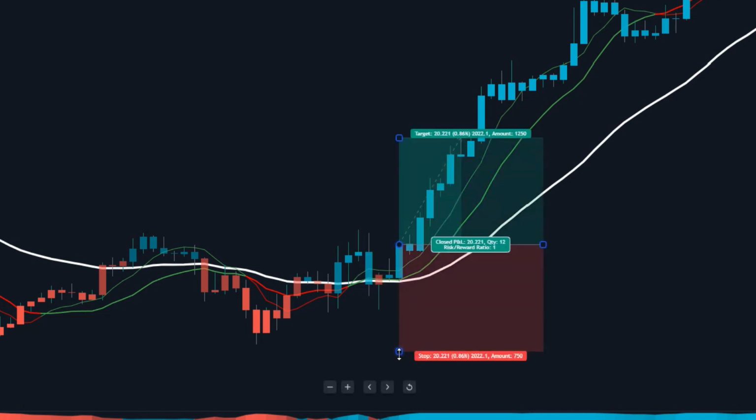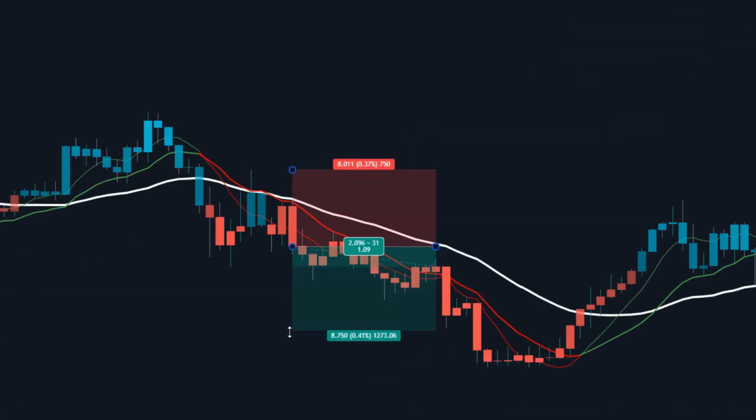Set your stop loss at the recent low and aim for a 1.5 risk to reward ratio. Same goes for a sell entry.